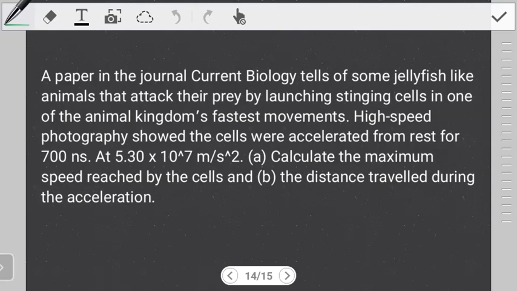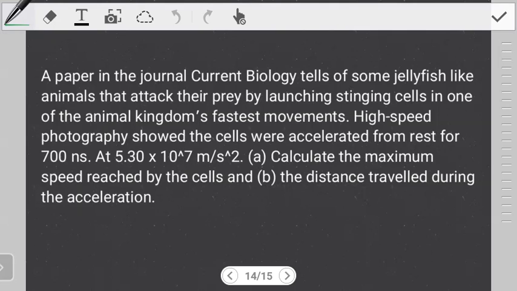The question reads: a paper in the journal Current Biology tells us of some jellyfish-like animals that attack their prey by launching stinging cells in one of the animal kingdom's fastest movements. High-speed photography showed the cells were accelerated from rest for 700 nanoseconds at 5.30 times 10 to the power 7 meters per second squared. A, calculate the maximum speed reached by the cells, and B, the distance traveled during this acceleration.